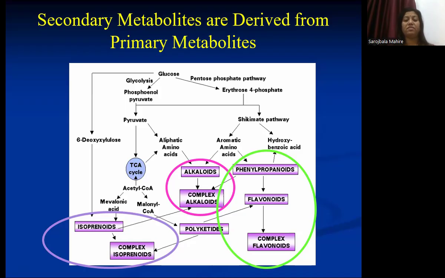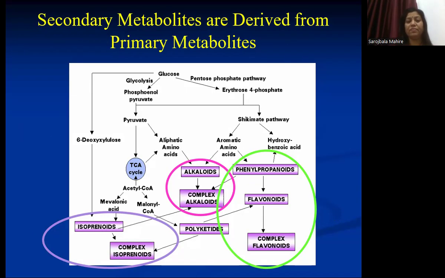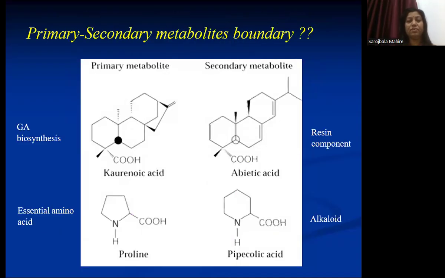So this is the basic pathway for synthesis of secondary metabolites. Only for some secondary metabolites, here simple isoprenoids, complex isoprenoids, alkaloids, and flavonoids are shown in their synthesis by processes like phosphoenol pyruvate or glycolysis and the pentose phosphate pathway. So from these pathways, some primary metabolites and secondary metabolites can be synthesized.